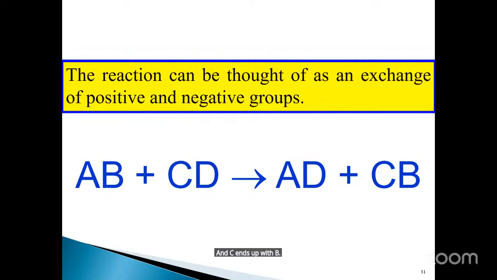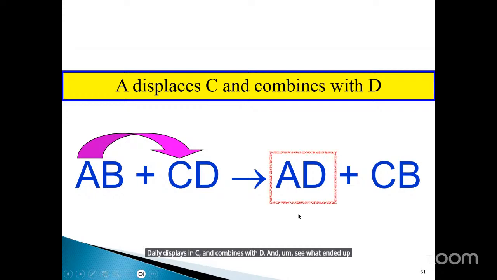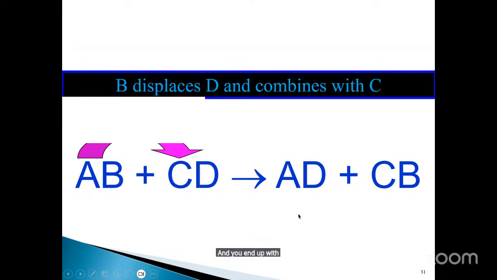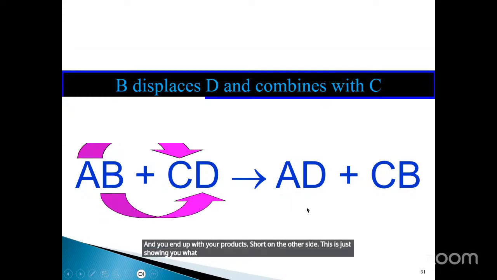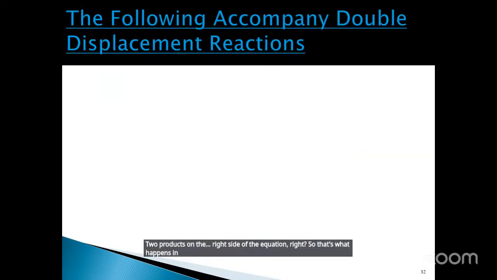So you're going to end up with A displacing C and combining with B, and C will end up being combined with B, and you end up with your products shown on the other side. This is just showing you what is displacing what, and you're ending up with your two products on the right side of the equation, right? So that's what happens in single displacement reactions, all right?